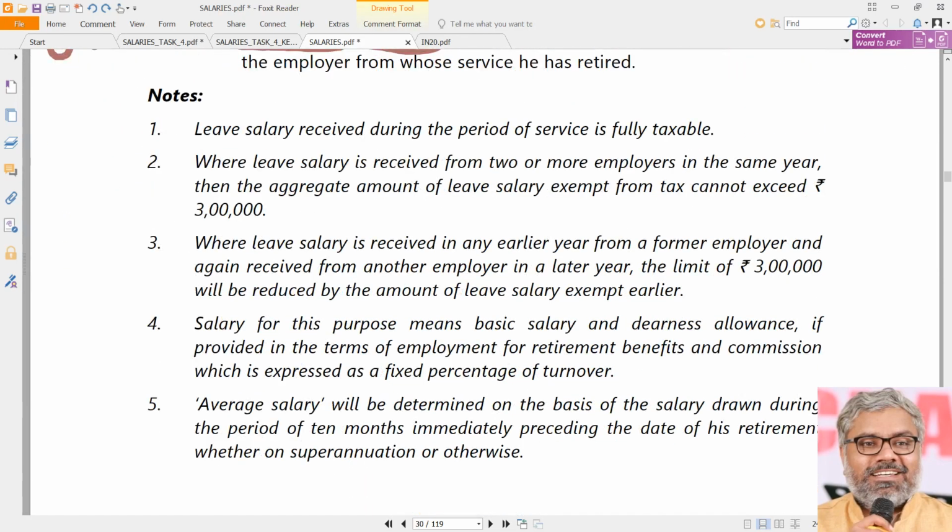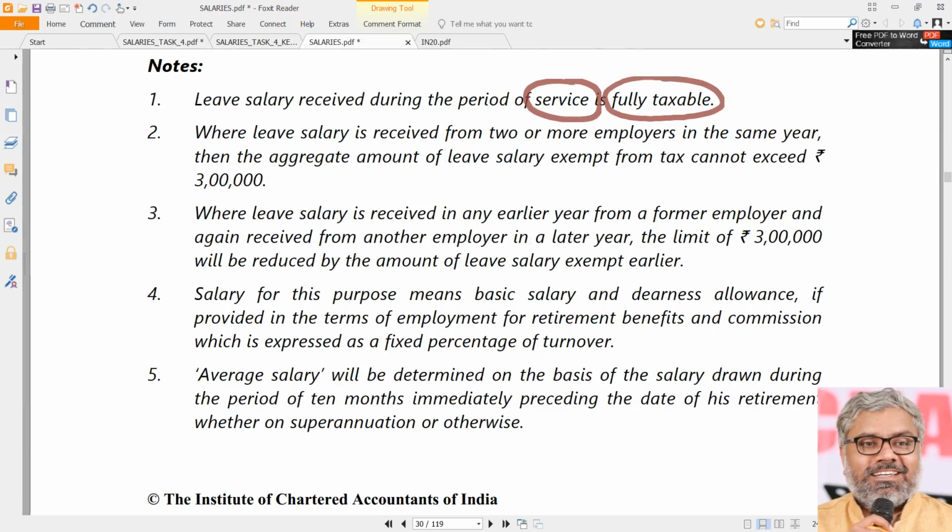Now, certain points to be noted here. First and foremost, if the leave salary is received during the service, while the employee is in service, that is fully taxable. So there is no exemption. The exemption we are talking about is only after retirement. That is common. Even gratuity received during service is the same. So the same logic applies to leave salary also. During service, nothing is exempt. After retirement only, this is exempt.